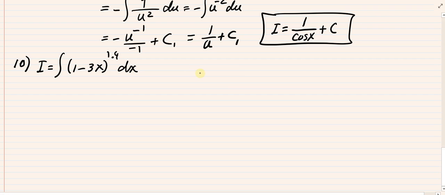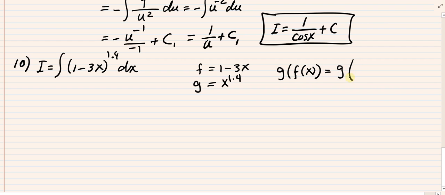Again, how is this a composition? Let's say f is 1 minus 3x, and g is x to the 1.4. If I do g of f of x, then instead of x, I have f of x, which means 1 minus 3x. So that means replace x with 1 minus 3x, true? And that's going to give me 1 minus 3x to the 1.4 power. And there you go, that's the composition we're looking at. So we usually let the inside function be our u substitution. In this case, f of x, which is 1 minus 3x, I'm going to let u be that.